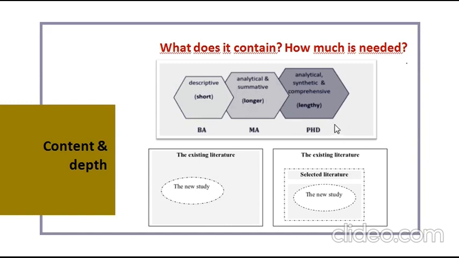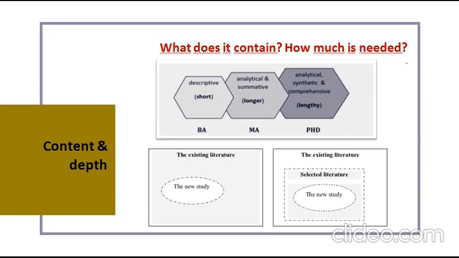At PhD level, the review is analytical, synthetic, so it analyzes and combines at the same time. It is comprehensive, it includes so many parts, and it is lengthy. We conclude that doctoral research, reviews in doctoral research are more profound than the other levels. On the whole, we can say that the higher the level of study, the more depth and breadth is expected in the review of literature.